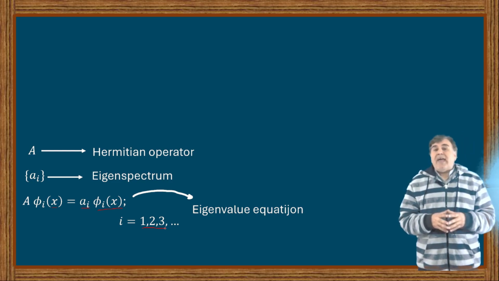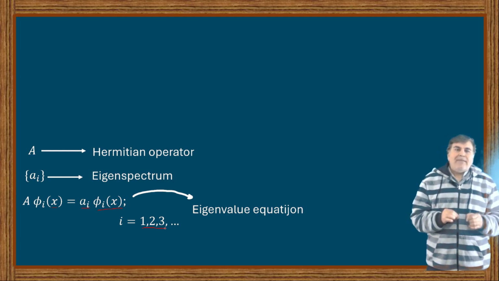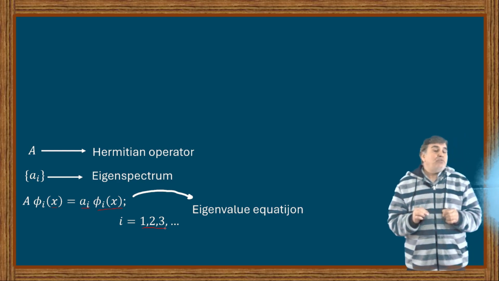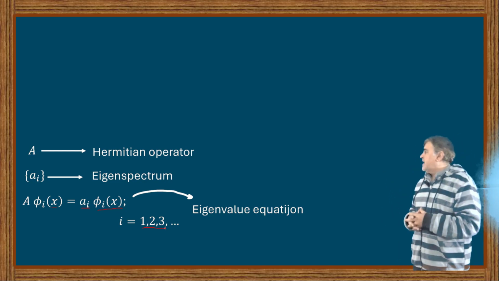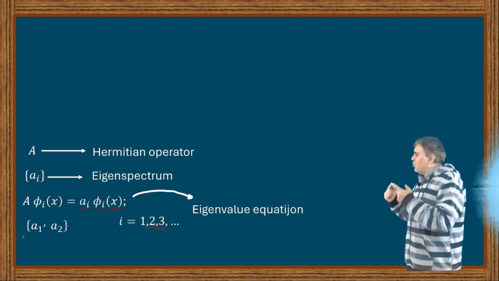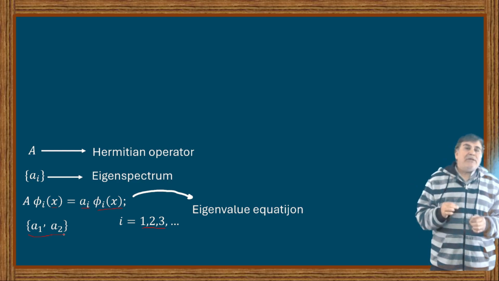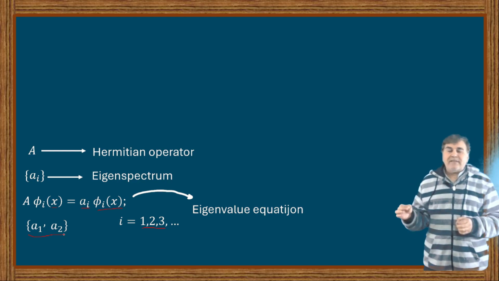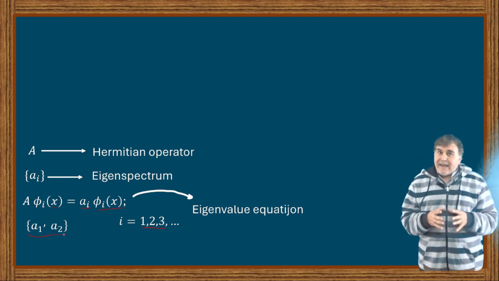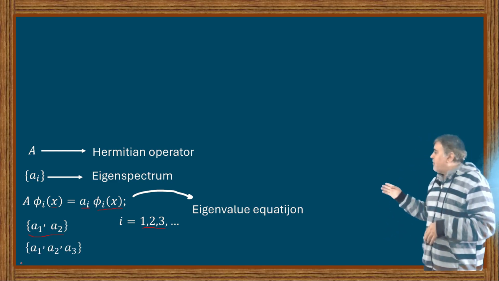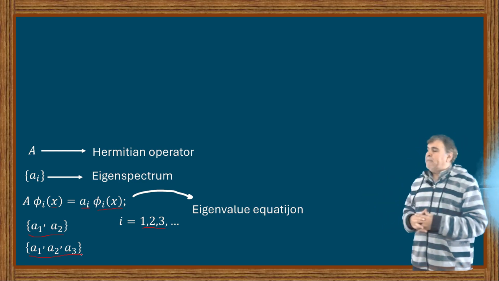For example, if the subscript i equals 1 and 2, then the operator has two possible eigenvalues and the set of eigenvalues is written as a1 and a2 enclosed inside the curly brackets. Similarly, if the subscript i equals 1, 2, and 3, then the set of eigenvalues of the operator are three and it is written as a1, a2, and a3 enclosed inside the curly brackets.